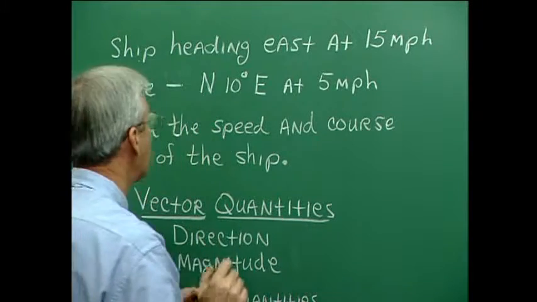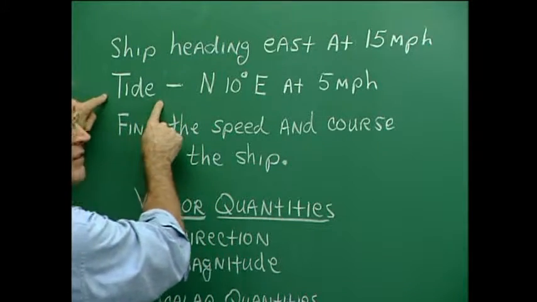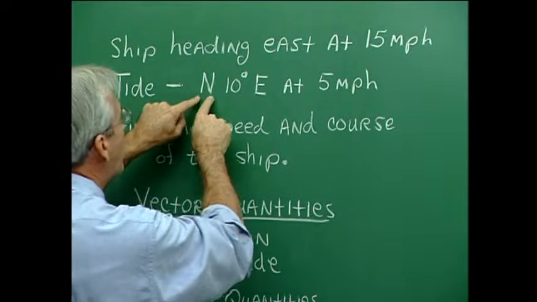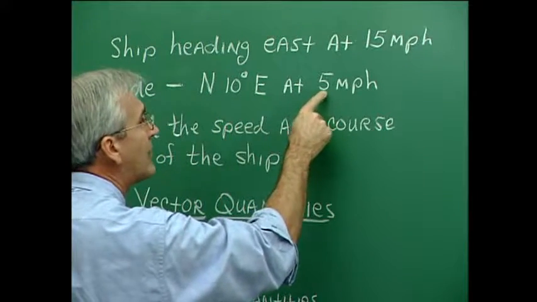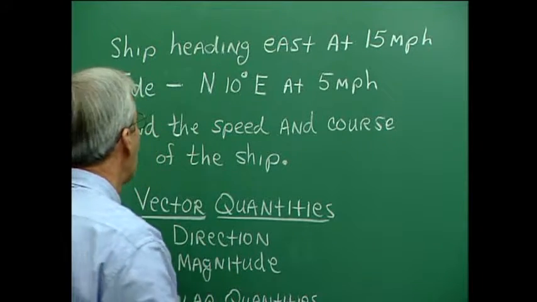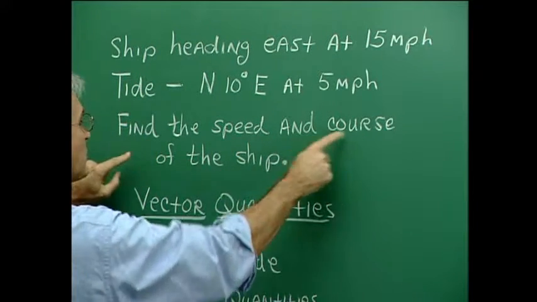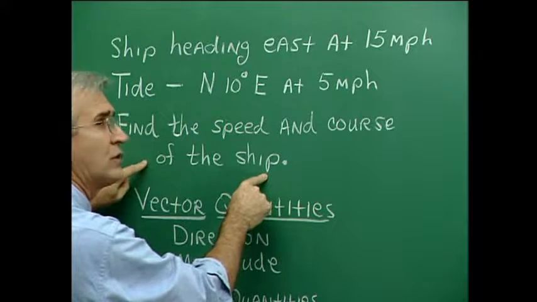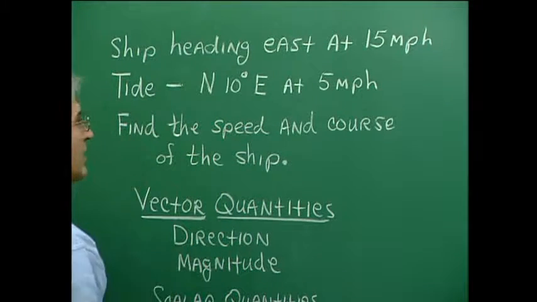is traveling, as we'll see in a moment, because there's a tide affecting the travel of the ship, you see, and the tide is traveling north 10 degrees east at a rate of 5 miles per hour. We want to find the speed and the course of the ship. Although the ship is facing east, it's not actually traveling east because of the effect of the tide.